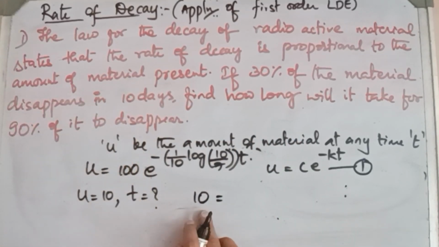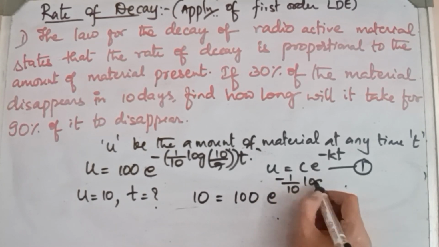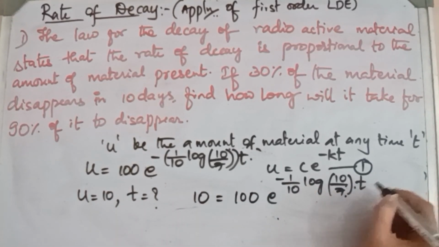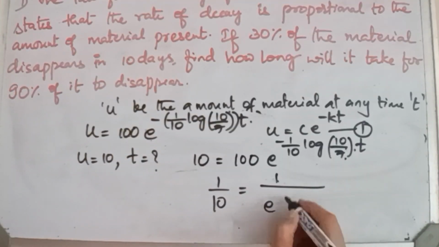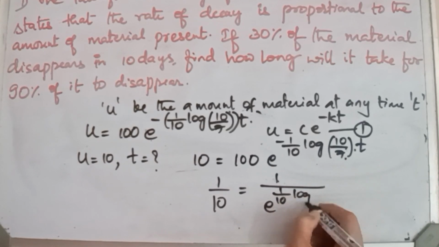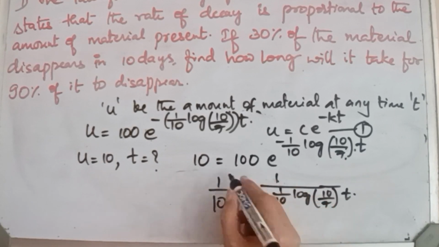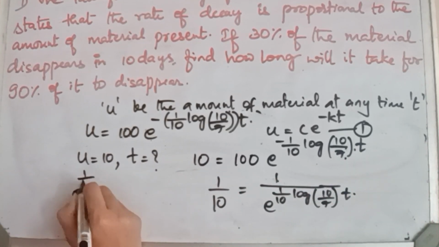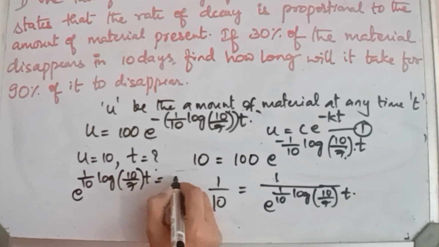100 minus 90 gives you 10 equal to 100 into e to the power minus 1 by 10 into log of 10 by 7 into time. We have to find out t. So 10 by 100 gives you 1 by 10 equal to, I'll write it as a reciprocal, 1 by e to the power 1 by 10 into log of 10 by 7 into t. Cross multiply. After cross multiplying, you will get e to the power 1 by 10 into log of 10 by 7 into t equal to 10.